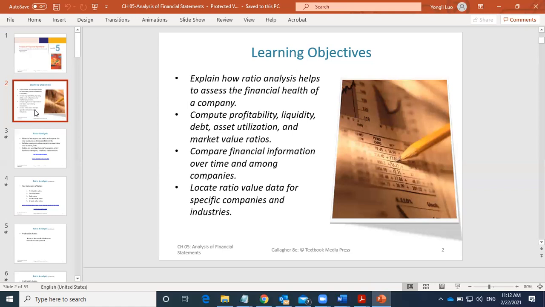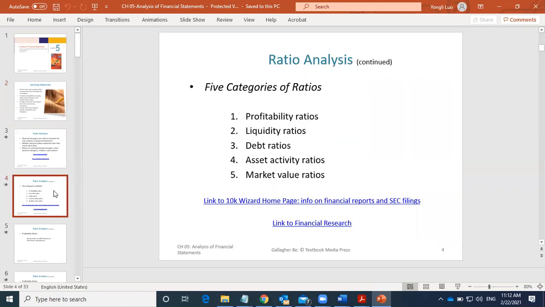So that's the main reason you do financial statement analysis. In financial statement analysis, we focus on the major financial ratios, in 5 different categories. The first is the profitability ratio: how the company generates its profit.